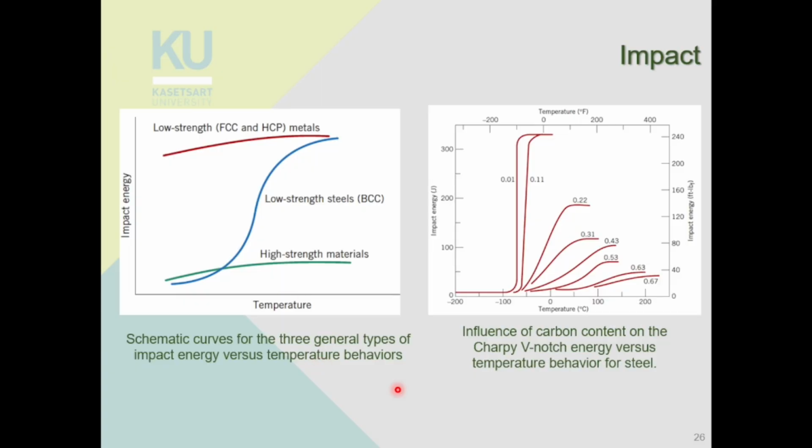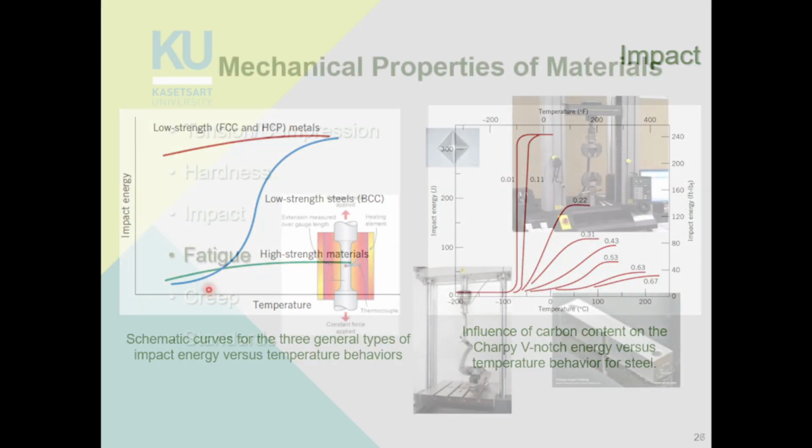And this behavior, this brittle to ductile transition behavior, is influenced by the carbon content of steel. So when you change the amount of carbon in your steel, you will change this behavior. For example, if you have a really low amount of carbon, you can see a sharp transition from ductile or tough to brittle. As you increase the amount of carbon, you can see that it changes from tough or ductile to a more brittle material, and the transition from brittle to ductile.